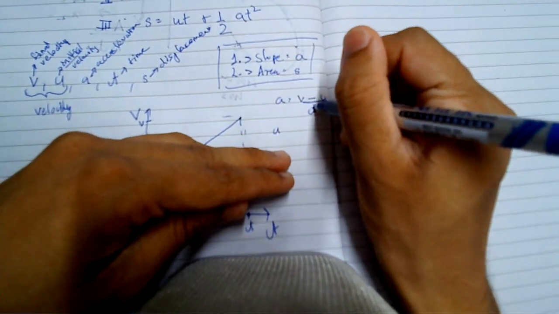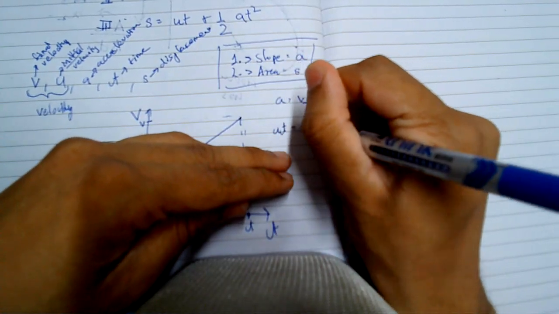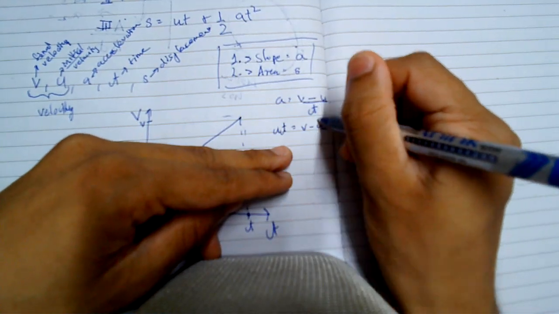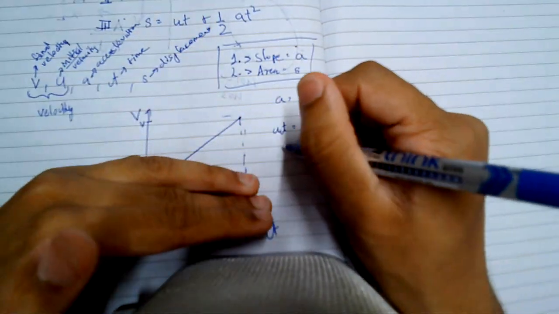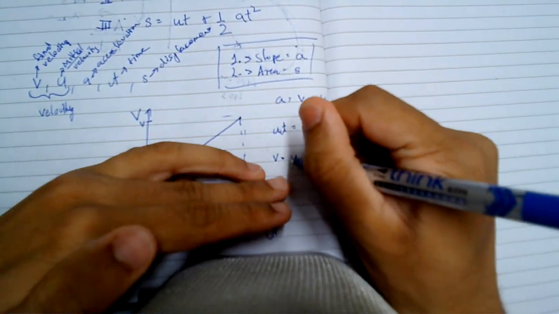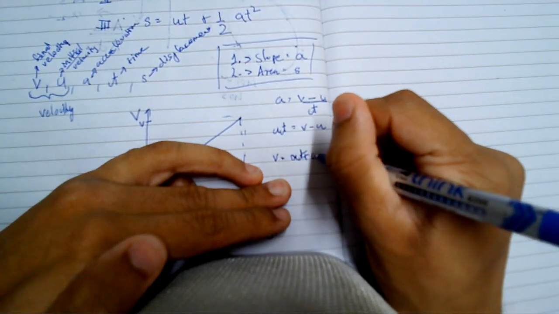That means if I transpose t to the left-hand side, LHS, I get at is equal to v minus u. If I transpose minus u to the left-hand side, it'll be plus u. That means v is equal to u plus at. I'll just write at actually. So v is equal to at plus u.